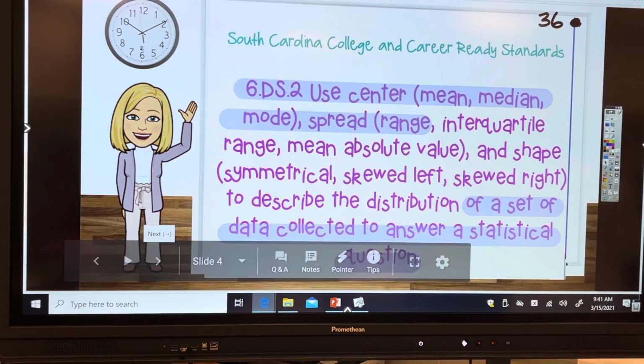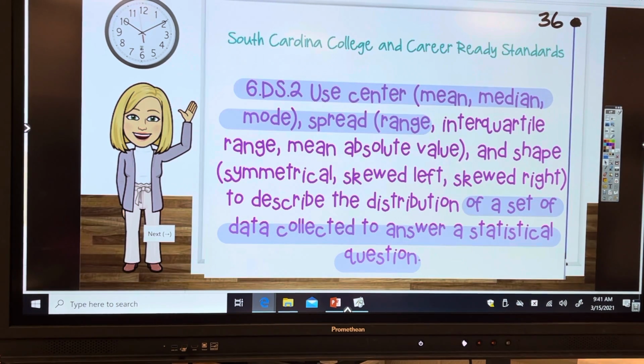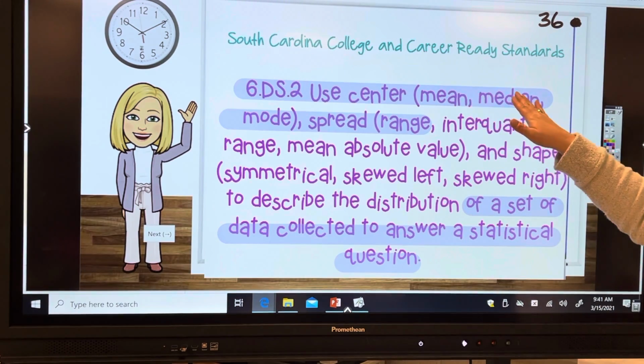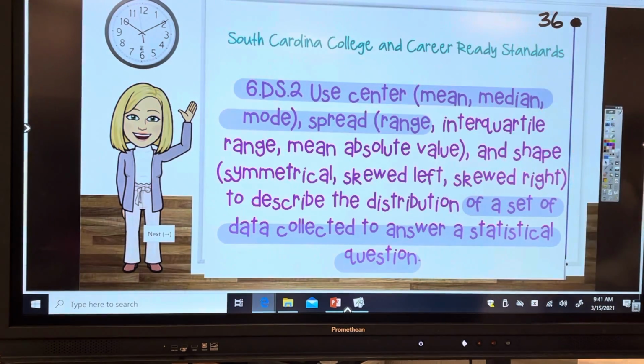Okay, so this indicator that we're going to be talking about, we're going to be talking about it for a few lessons. So today we're going to start with a measure of center. When we talk about a measure of center, we're talking about the middle, the center, the median, the middle of the data. So when we're talking about the measure of center, we're talking about mean, median, and mode, the 3 M's. Mean, median, and mode are measures of center.